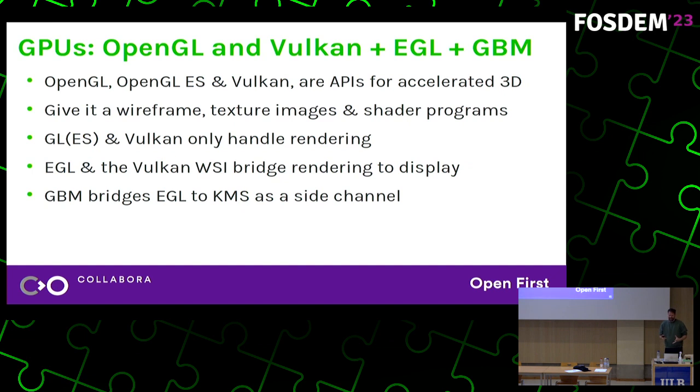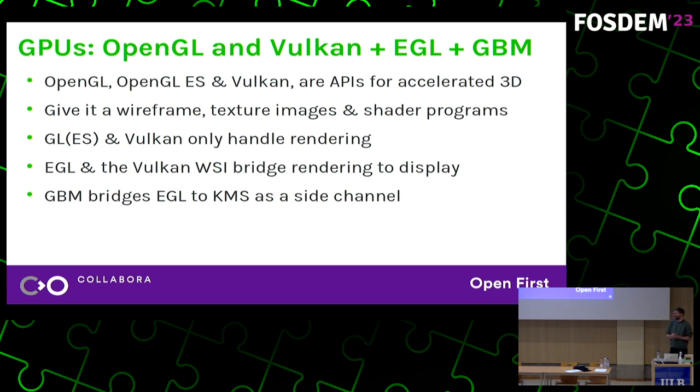And then there's GBM as well, which is maybe the most ill-fitting part of what we have. GBM's kind of a side channel to bridge EGL to KMS. So right now, this is all happening through GNOME Shell and Mutter. It's using GL to render my image with the next slide as a bonus preview, and this one that you can see.